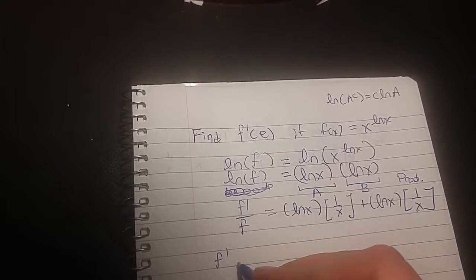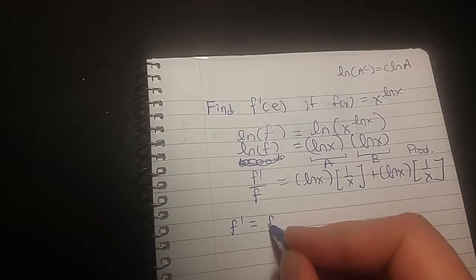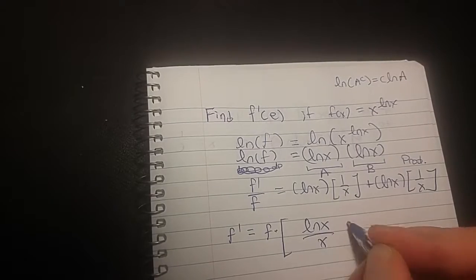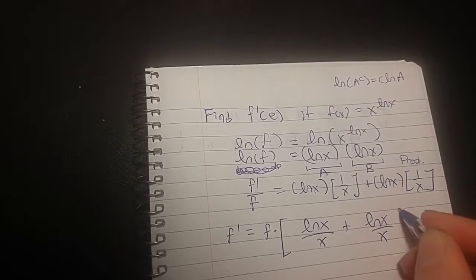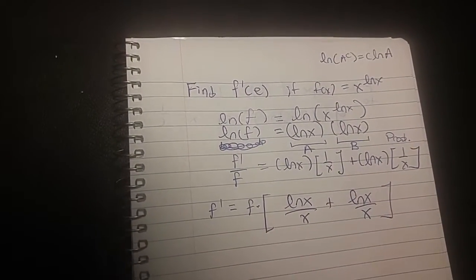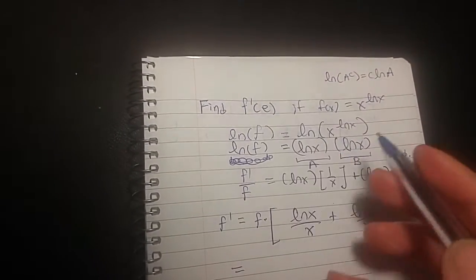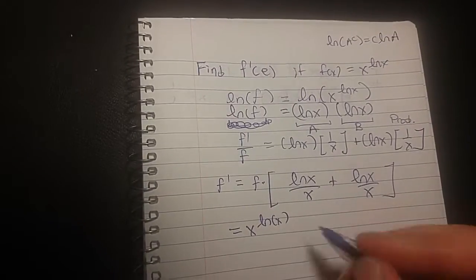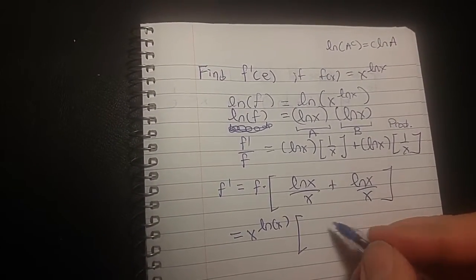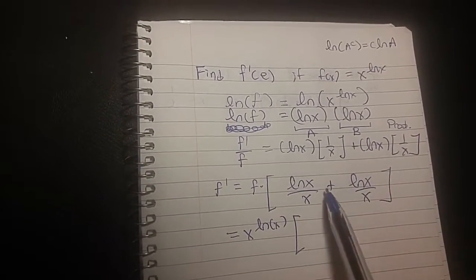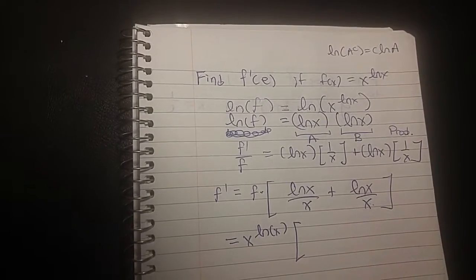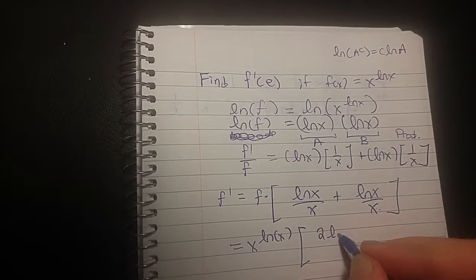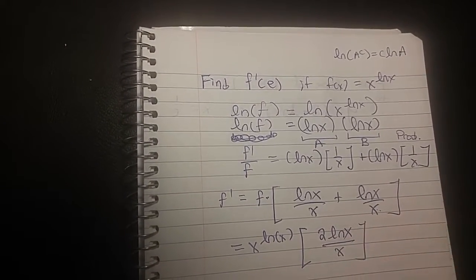Cross multiply by f to get f prime all by itself, so f multiplied by ln of x over x plus ln of x over x. Simplifying a little bit, f is our original function, x to the power of ln of x. And then the rest I'll just copy down again. Well, maybe not, we'll simplify. They both have the same denominator, so we can add the numerators. We have 1 times ln of x plus another 1 times ln of x, so that's 2 times ln of x over x.